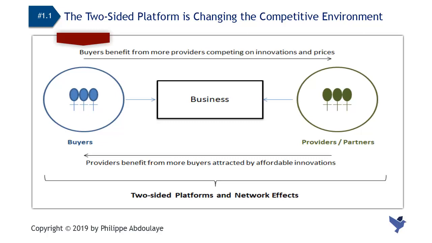Right. Simply put, the two-sided platform is a system that involves three players: the platform owner, Amazon in our case, the provider, myself as a writer publishing ebooks with Amazon Kindle, and the buyers, my readers, who buy my books. Now, the two-sided platform relies on a very important concept that explains how each player benefits from it.